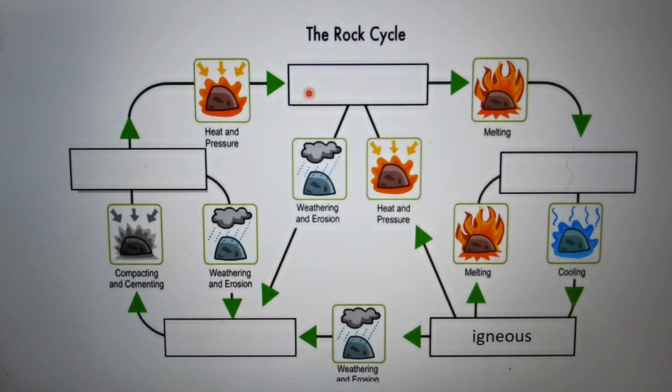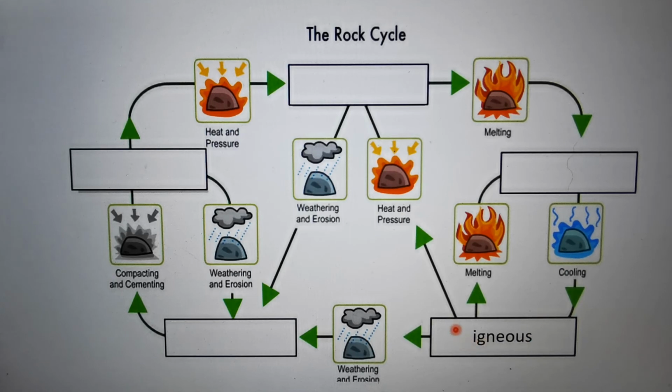Now, something that's not on here is the sedimentary rocks could also melt as well. So they could melt and go all the way over to here. And when we have melted rock, we call it lava or magma. If it's magma, if it's underground, and lava if it's above ground. So you can see when lava cools or magma cools, it becomes igneous rock.